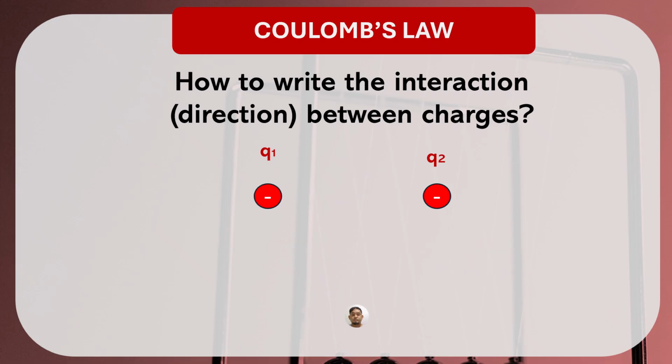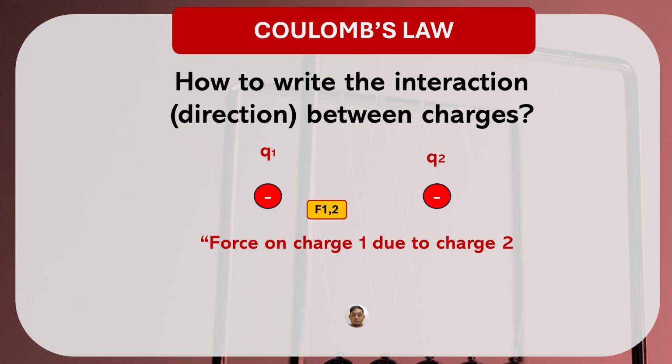What about if we change it? Let's have force 1 due to charge 2. Charge 1 will feel the force, and charge 2 will push the force. So this is force on charge 1 due to charge 2. Let's find out what charge 2 does to charge 1. Again, they are both like signs, so in physics, they are going to repel.